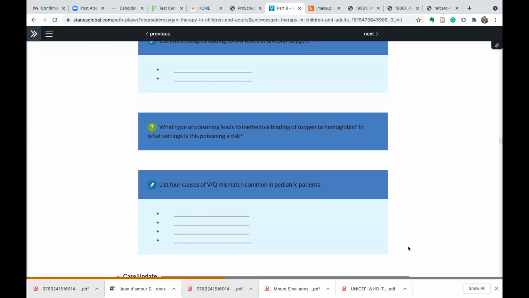List 4 causes of VQ mismatch, of ventilation perfusion mismatch. So what is this? So you have areas in the lungs where you have either areas which are well ventilated but not well perfused, or in the other side you have areas which are well perfused but not well ventilated. So what are the common causes of that?